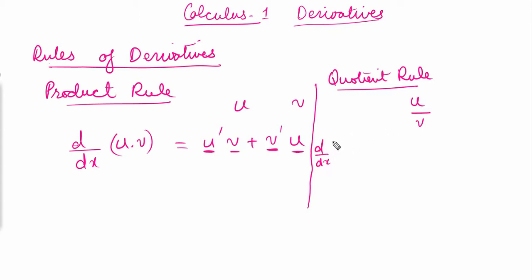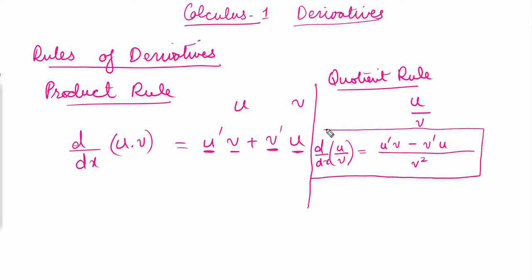So d by dx of u over v will be equal to v square in the denominator, and then u prime v minus v prime u. u prime means the derivative of u and v prime the derivative of v. So this is the rule that we will apply when the functions are being divided, and this rule is called the quotient rule. Okay, now the next one we have to see what are the derivatives of sine, cosine and tan.